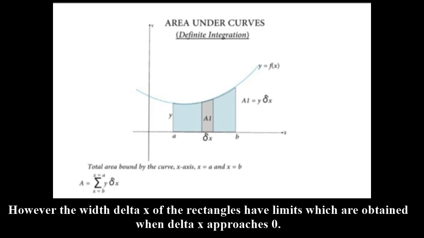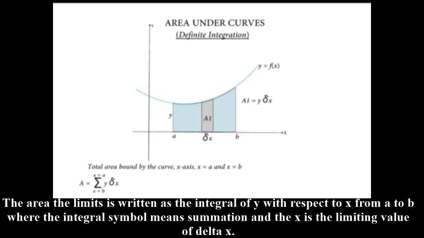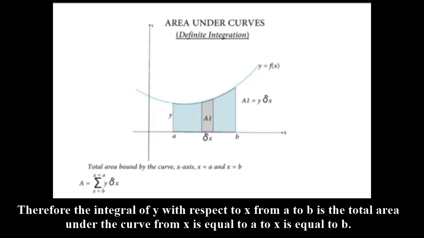However, the width delta x of the rectangles has limits, which are obtained when delta x approaches 0. The area at the limits is written as the integral of y with respect to x from a to b, where the integral symbol means summation, and the dx is the limiting value of delta x. Therefore the integral of y with respect to x from a to b is the total area under the curve from x is equal to a to x is equal to b.